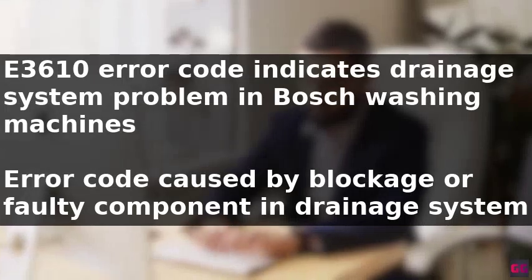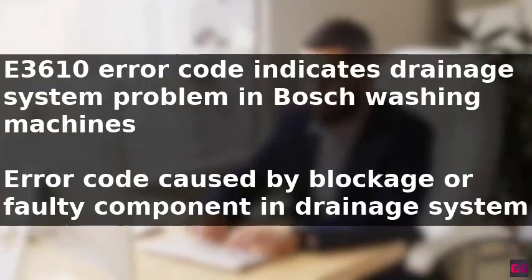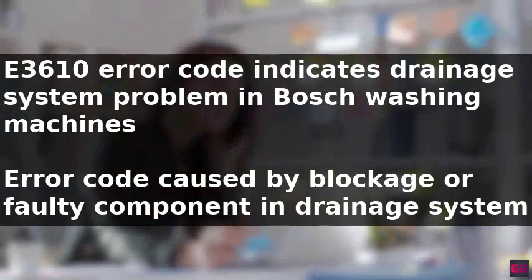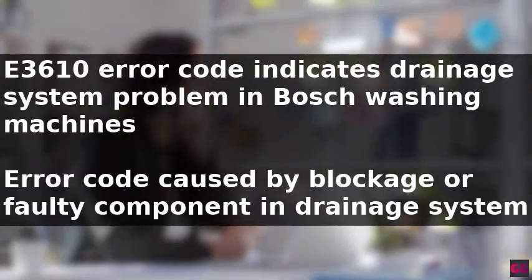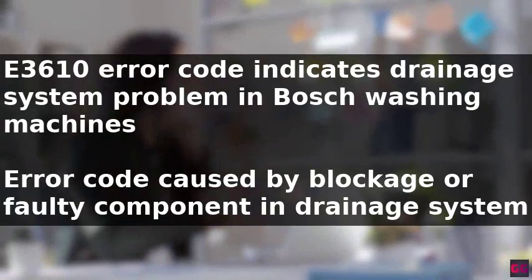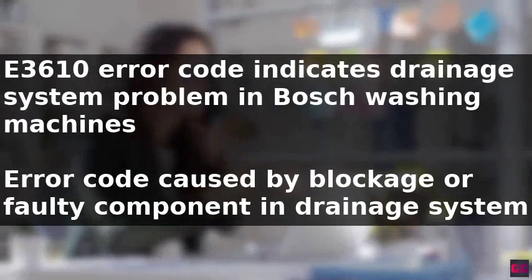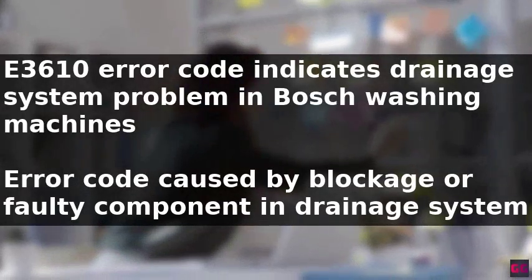The E3610 error code on a Bosch washing machine indicates a problem with the drainage system. Specifically, the drainage is not working effectively, which may be due to a blockage or faulty component, preventing wastewater from draining out properly.